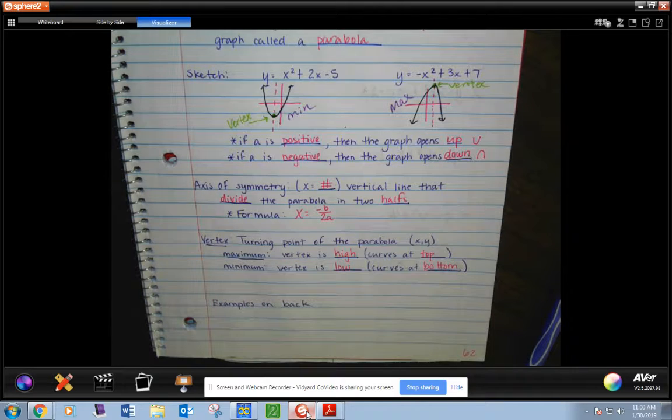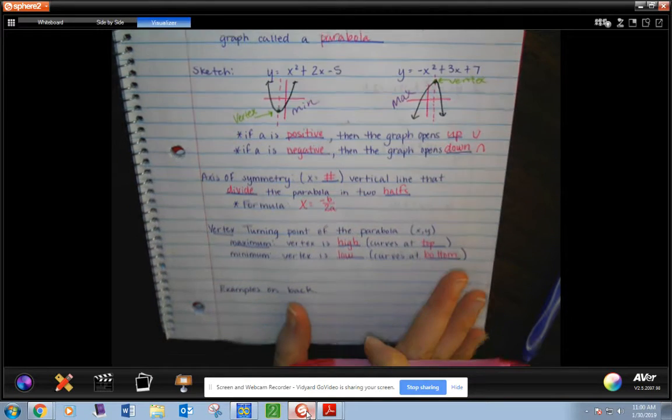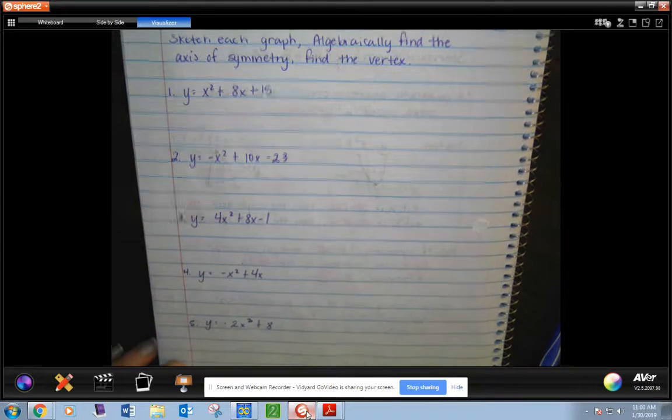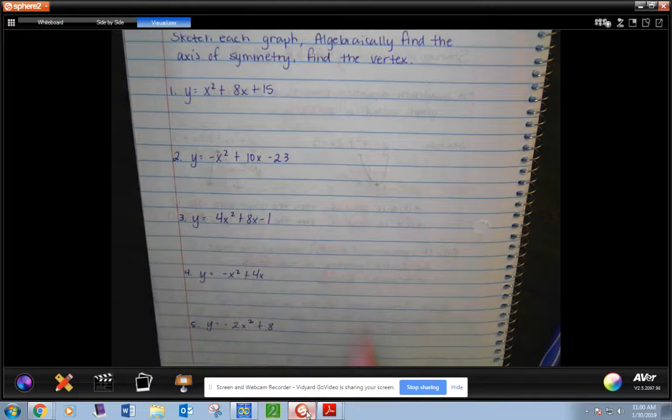Okay, so there are ways to find these in the calculator, but today we're going to do it by hand in some calculator. So make sure you have your calculator. And I'm going to go ahead and flip to the back because I have a few examples back there. My examples are going to be the exact way I want you to do your worksheet. So I have 5 examples for you. What we're going to do is sketch each graph, algebraically find the axis of symmetry, and then find the vertex.